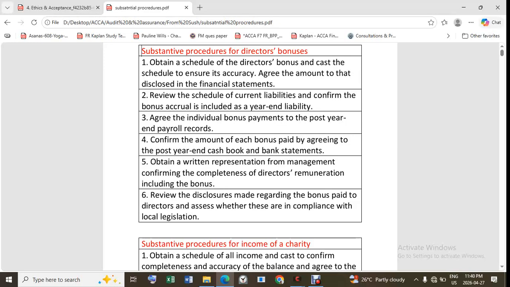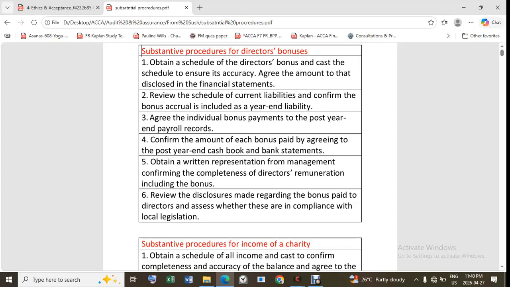Review the schedule of current liabilities and confirm the bonus accrual is included as a year-end liability. Agree the individual bonus payment to post year-end payroll records. Confirm the amount of each bonus paid by agreeing to post year-end cash book and bank statement.